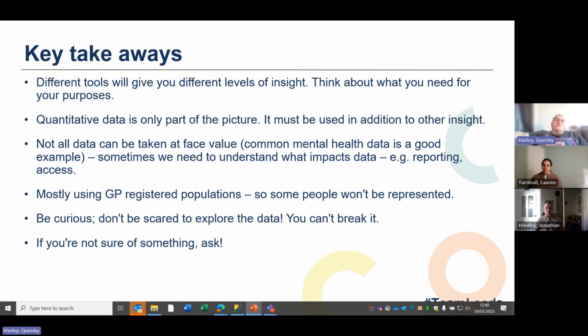And often in my team, the quantitative data will help us identify that something's going on here, and then we have to turn to qualitative information and reports from services working in that area to actually understand what's actually going on. Not all data can be taken at face value.